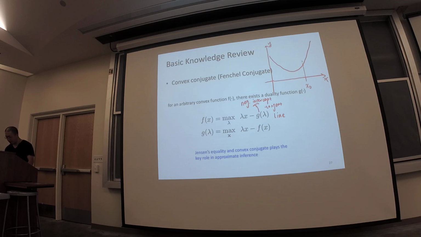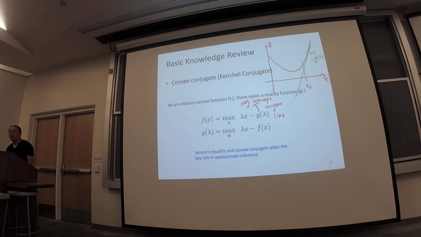So different lambda will correspond to different tangent lines. Right? So say I can just try a steep slope. Lambda is slope, right? Slope of the tangent line. So it's like this. Right? This is a tangent line. So we denote by lambda 1. Lambda 1 x minus g lambda 1. Right?